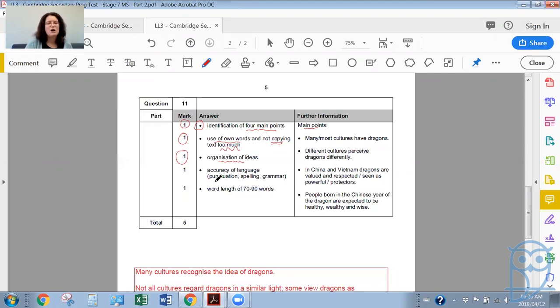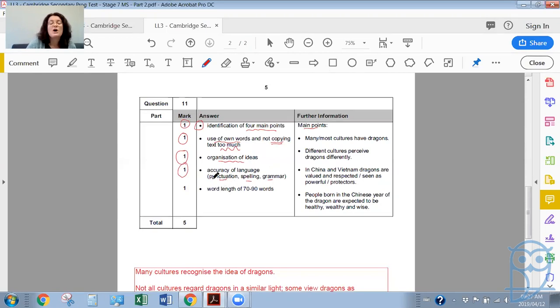Accuracy of language. Your marker wants to see that you can use punctuation, spelling, and grammar. Like I said, just because it's a summary doesn't mean you get away with shortening words or misspelling them. You must do everything as accurately as you can. And in a way that's going to test your vocabulary, because remember, you're going to be using synonyms or perhaps antonyms. And in doing that, you're pulling words from your own mind, from your own brain, okay? So they're testing whether you know how to spell the words you're choosing to use in the summary.